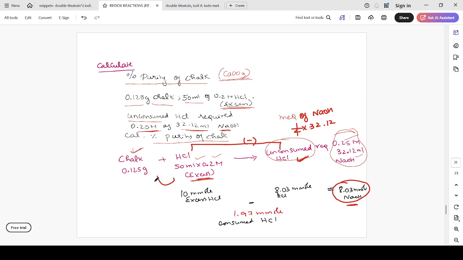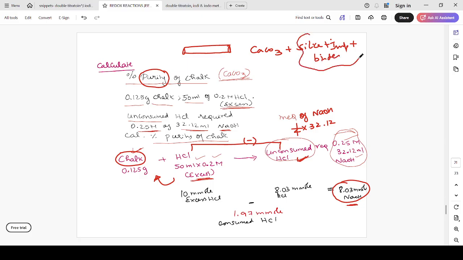So if this is the unconsumed HCl, if I subtract from excess, can I say how much pure calcium carbonate was present in chalk? Because they said chalk. They are asking for the purity of chalk. What do they mean by that? The chalk piece that you are seeing right now is not just having CaCO3. It is also having some silica in it. It is having some other impurities in it. Some binders are there. But these are not going to react with HCl. Which will react? Only calcium carbonate will react.